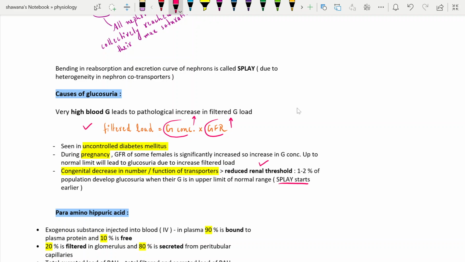Splay starts earlier. Okay, in the graph of the patients who have a congenital decrease in the number and function of transporters, when the glucose concentration in the blood reaches the upper limit of the normal range, in other persons that limit does not cause glucosuria, but in this population, 1 to 2% of the population, when the glucose reaches the upper limit of the normal range, the splay starts. It means that their nephrons have low function and number of transporters, so they start to lose glucose earlier than other people.